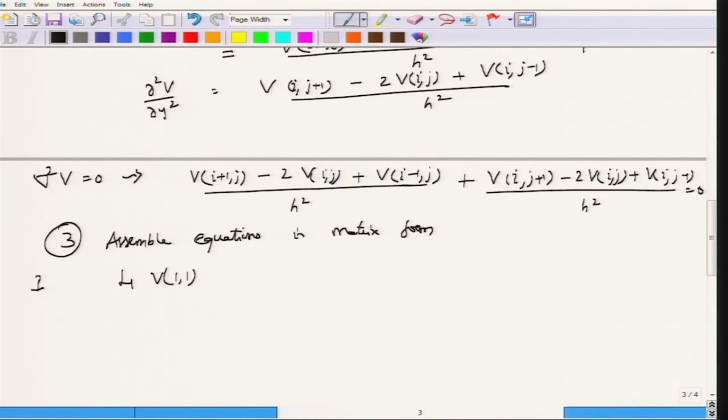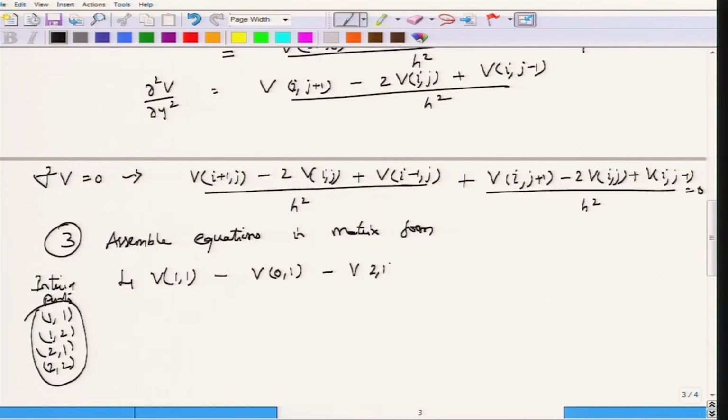I am writing this in the interior points only, which can be 1 1, 1 2, 2 1 and 2 2. So, these are the 4 interior point variables that I am looking at, and corresponding to 4 interior points I am writing the equations in here. So, this would be minus v of 0 1 minus v of 2 1 minus v of 1 0 minus v of 1 comma 2 is equal to 0. So, now there are 1 2 3 4 5 terms, this one I have.